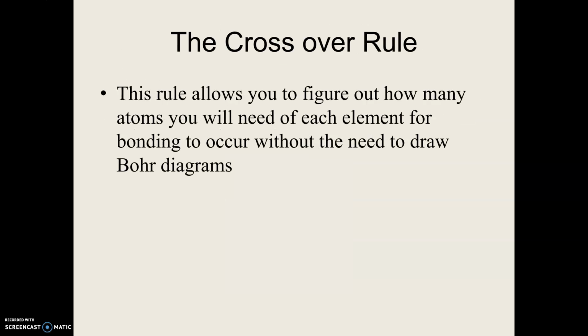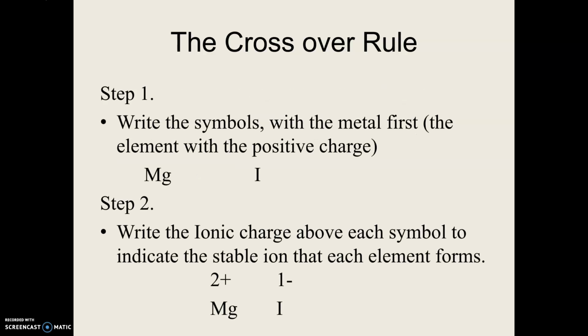Okay, I'm going to show you the crossover rule. This rule allows you to figure out how many atoms you will need for each element for bonding to occur, and you don't need to draw a Bohr-Rutherford diagram for this. So first you write the symbols. We're going to take a look at magnesium here and iodine.